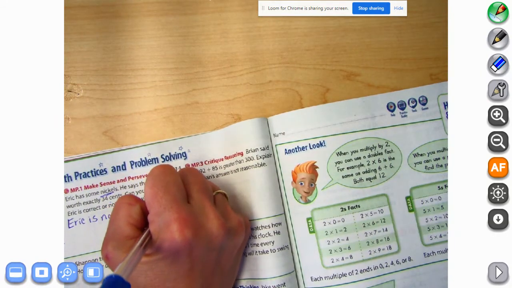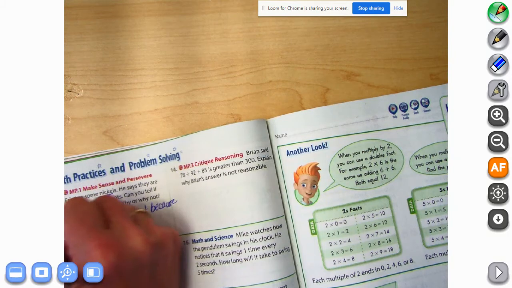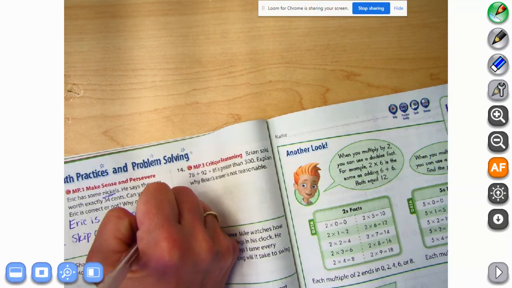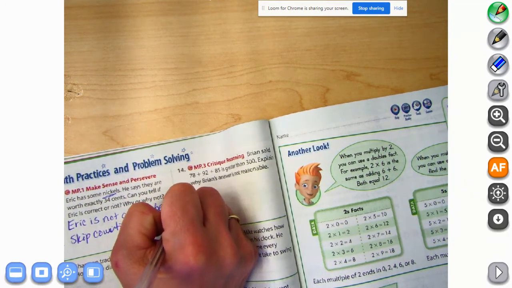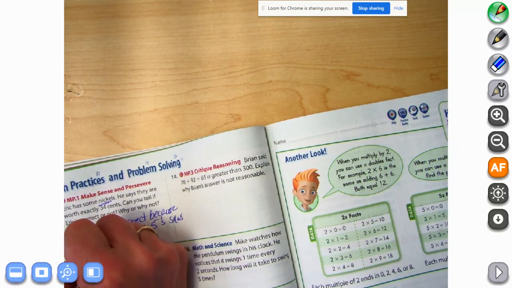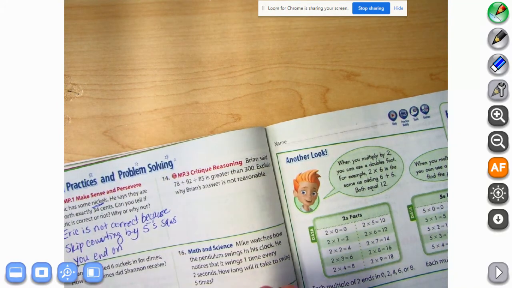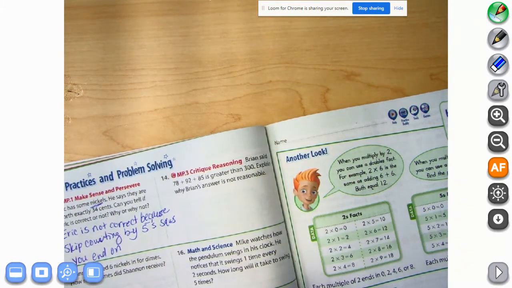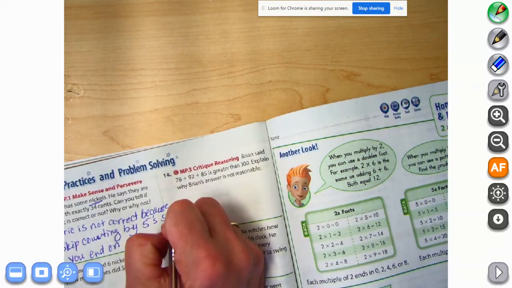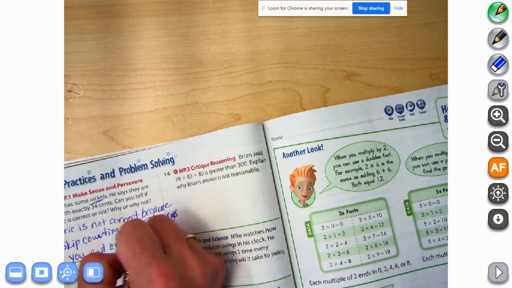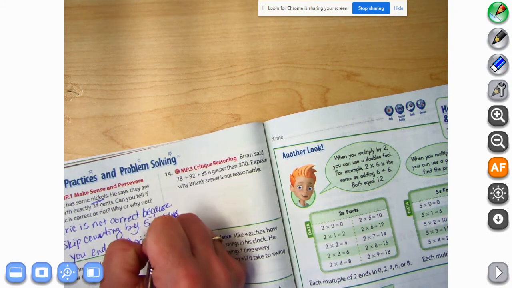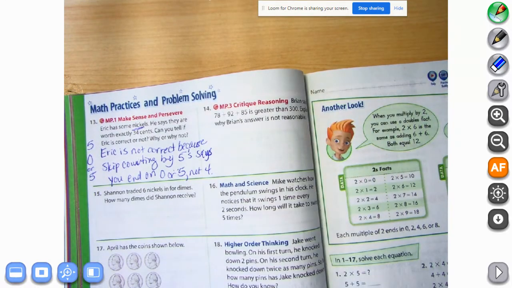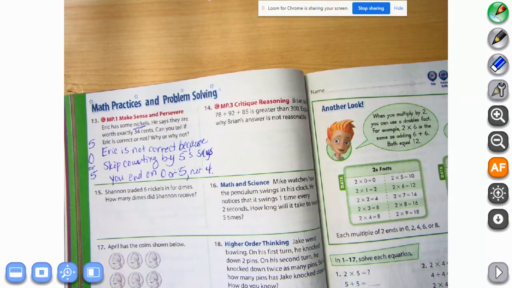Because skip counting by 5s says you end on, we did 32 cents. So Eric is not correct because skip counting by 5 says you end on 0 or 5, not 4. Okay. I think I'm getting a little tired today.